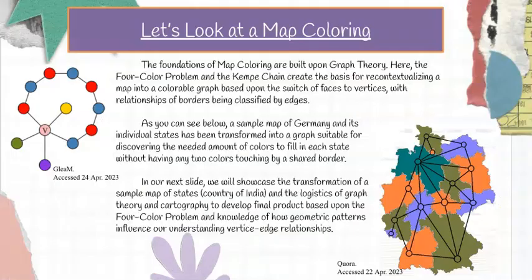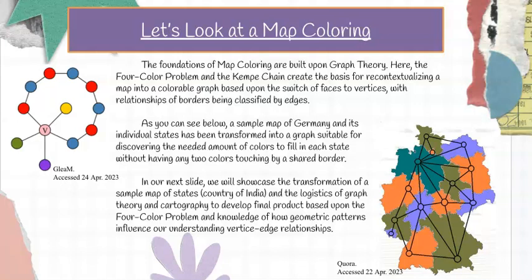So let's take a look at map coloring. The foundations of map coloring are built upon graph theory. Here, the four-color problem, which states that any map with contiguous states can be colored using a four-color mapping, and the Kempe chain, which is pictured on the left here, showcasing a simple sort of circuit which connects each and every point around the perimeter with a similar color, whereas any point in which there is a higher degree than 2 must be connected with a different color.